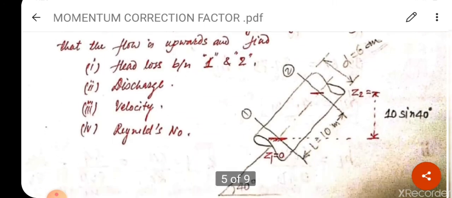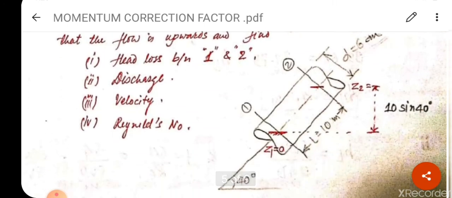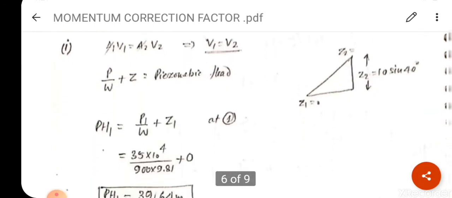So see the diagram here. This is the pipe inclined 40 degree to the horizontal. Length of the pipe is given, that is L is equal to 10 meter. I am considering here Z1 is equal to datum line, so Z1 is equal to 0. Z2 will be 10 sin 40, applying sine rule. D is the 6 given in the question, diameter. So applying continuity equation, A1 V1 is equal to A2 V2, that is V1 is equal to V2 because A1 is equal to A2 is same.